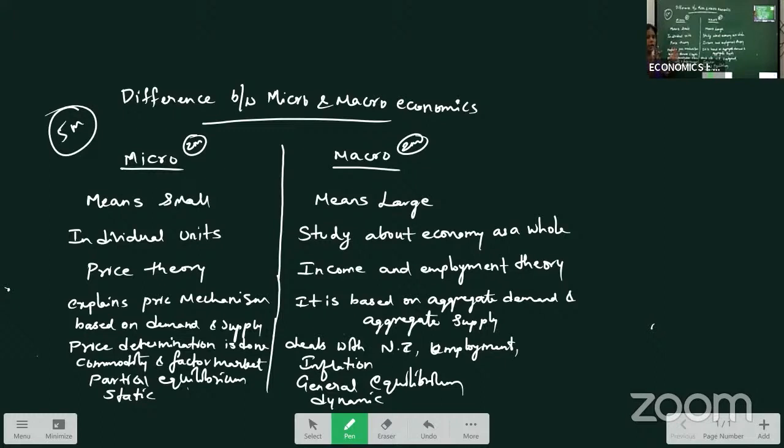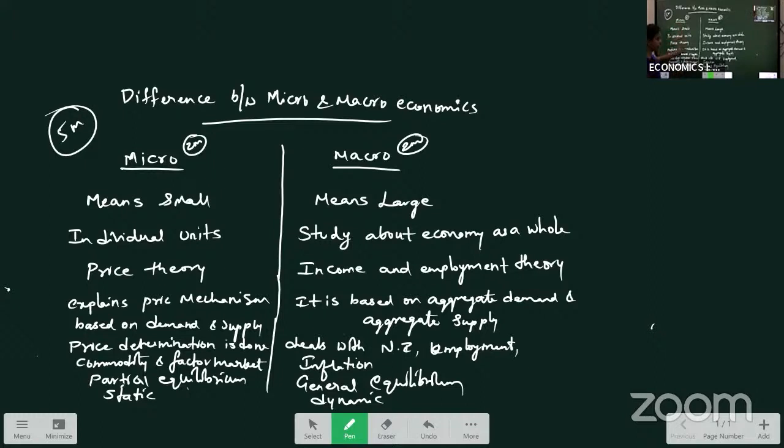The thing is, you have to understand the concept. What is micro? Micro means small. Microeconomics studies about individual units. Microeconomics is also known as price theory, right? Microeconomics explains the price mechanism based on demand and supply. Price is determined in both commodity market as well as factor market. Microeconomics is also called partial equilibrium and it is static in nature.